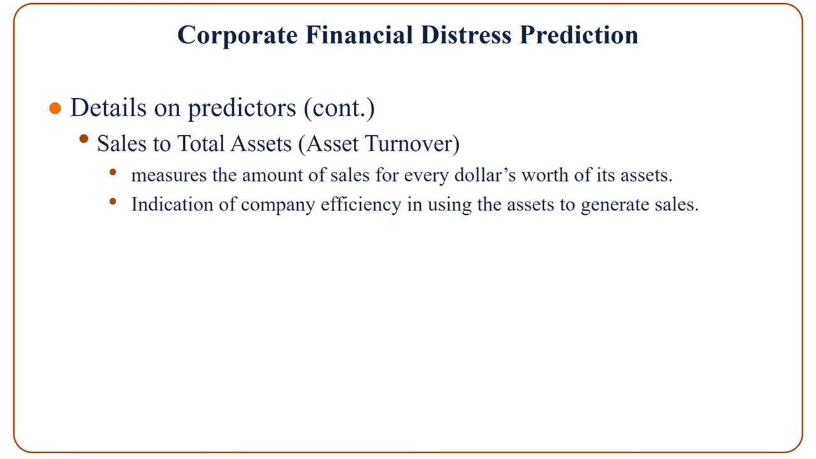The last predictor is sales to total assets, or asset turnover. This measures the amount of sales for every dollar's worth of assets. This ratio indicates the company's efficiency in using its assets to generate sales.